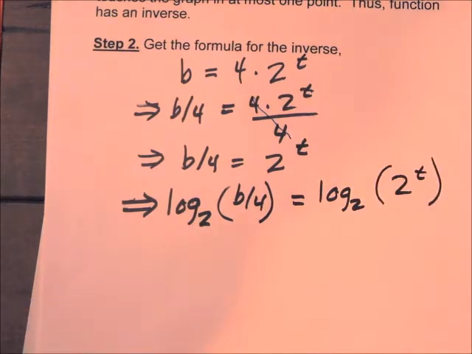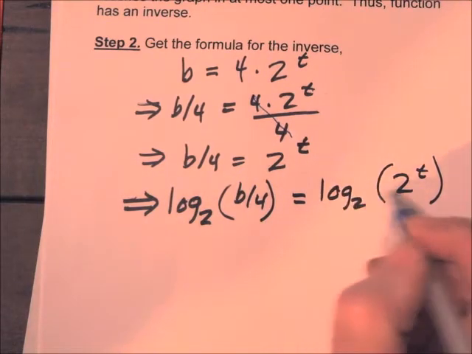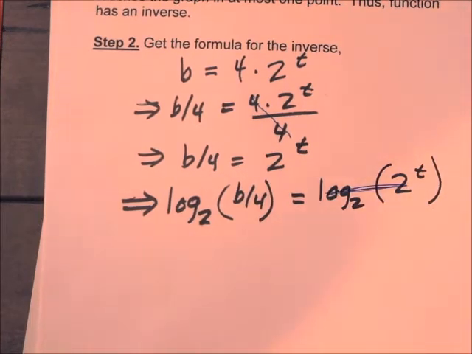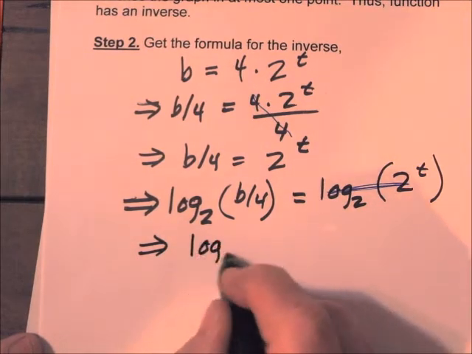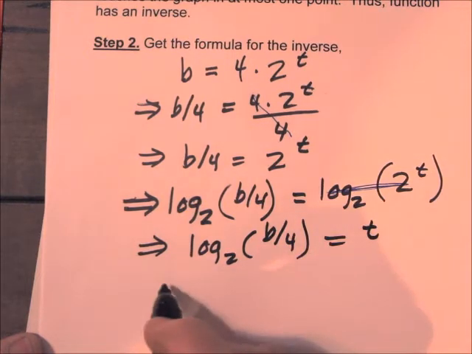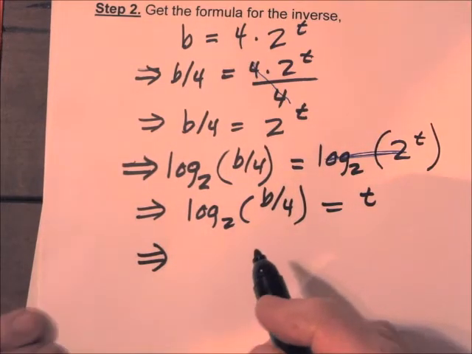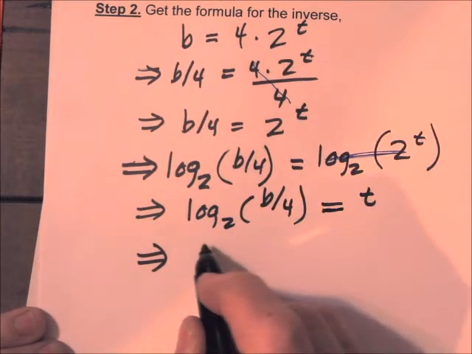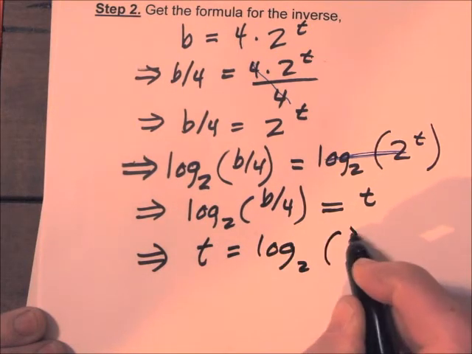Take log base 2 of both sides, and on the right side, the log base 2 and exponent base 2 will cancel, because the way we define log base 2 is that it's the inverse of exponent base 2. So those cancel, and that isolates the t. Now we've solved the equation. We have log base 2 of b over 4 is equal to t. It's traditional, when you're solving an equation, to put the letter that is by itself on the left side. So we can write this as t is equal to log base 2 of b over 4.